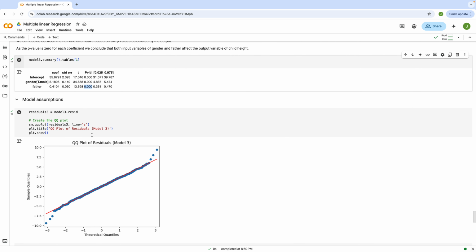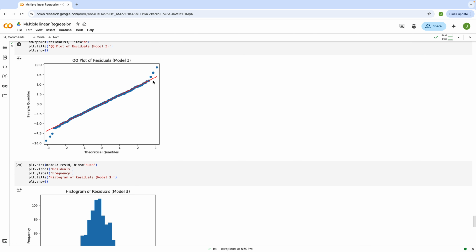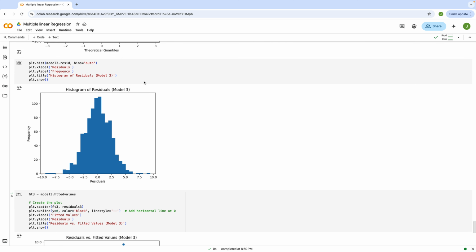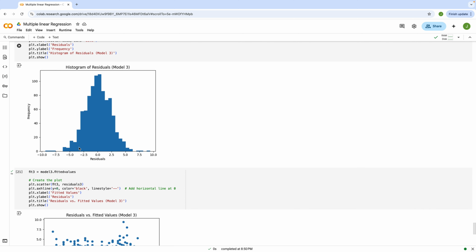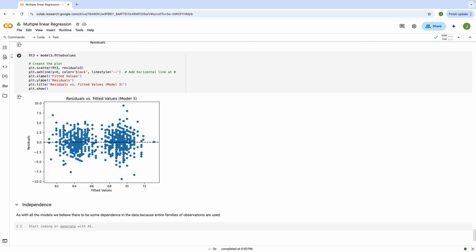Now, if I look at these model assumptions, I can see from the QQ plot, things look pretty normal here. There are a few more points that are outliers, but it doesn't look too bad. Then here's the histogram with the residuals looking pretty normal as well. Looking at constant variance here, the spread of these points seem to be roughly constant. And again, we expect some dependence in the data.